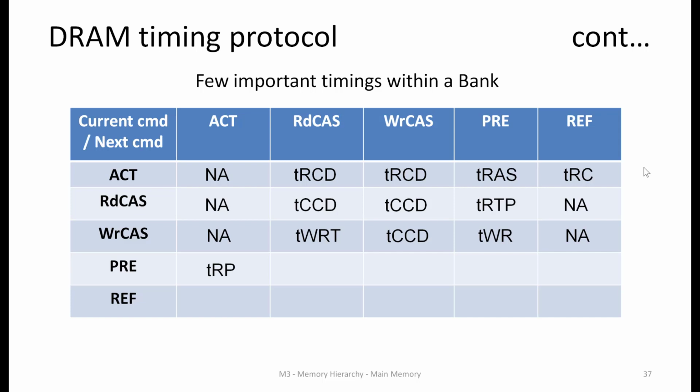After sending a precharge, we need to wait for tRP time to send an activate. We can't send a read CAS command after a precharge. We need to open the row with an ACT. Same with write CAS. If we have already closed the row in the bank, there is no point in sending another precharge, so it's not applicable.